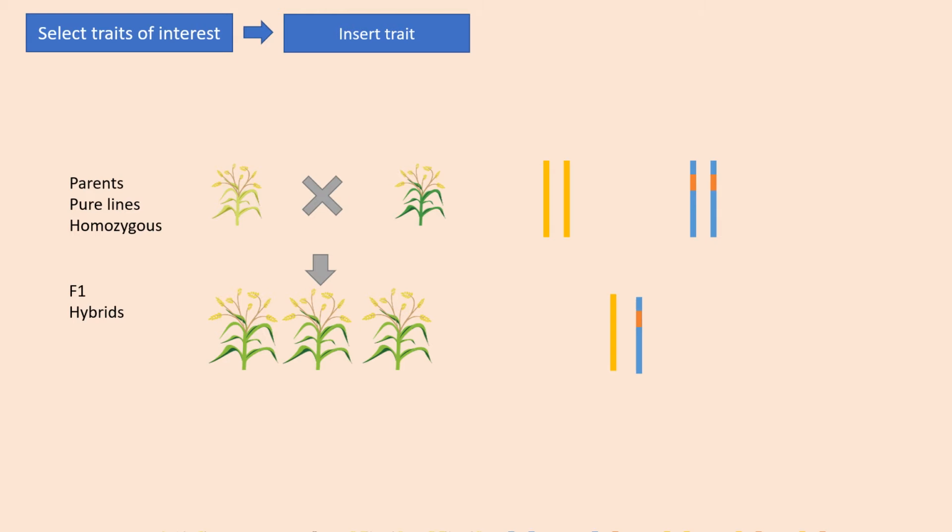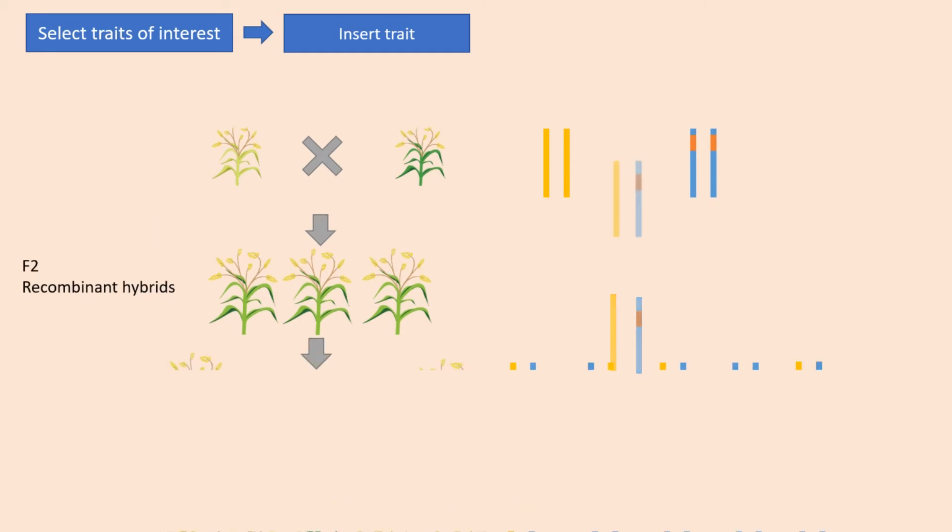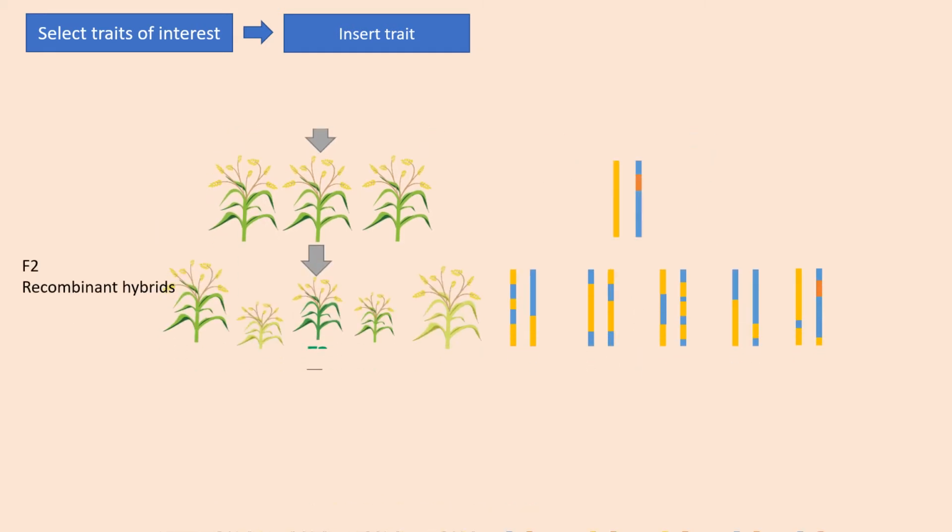Indeed, if we let the F1 hybrids self-pollinate, because of the recombination between the chromosomes inherited from different parents, the F2 generation will be genetically heterogeneous. And although on average all individuals will have inherited some productivity and some resistance traits, there will be huge phenotypic variation among these individuals.